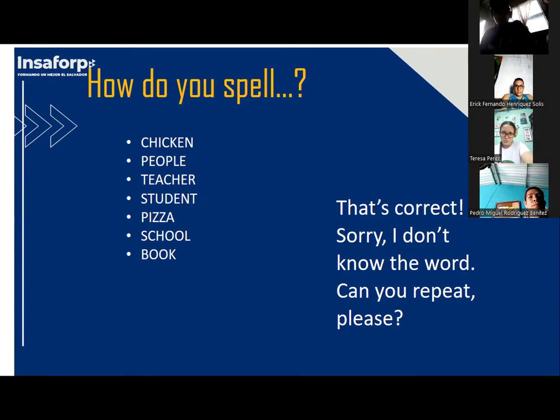Chicos, les voy a pedir que por favor solo activen su micrófono cuando vayan a participar, porque se escuchan ahí las interferencias. Entonces, para que la calidad del audio sea muy buena, solo activemos el micrófono cuando vayamos a participar.